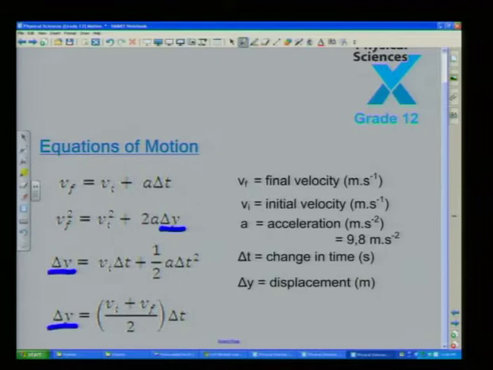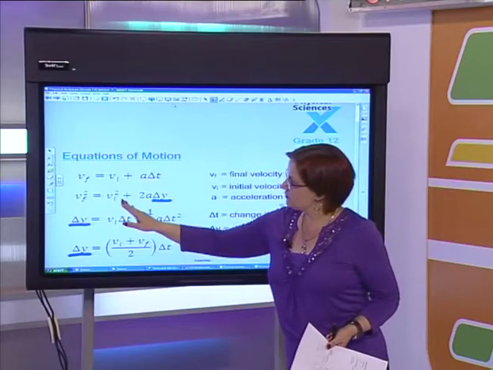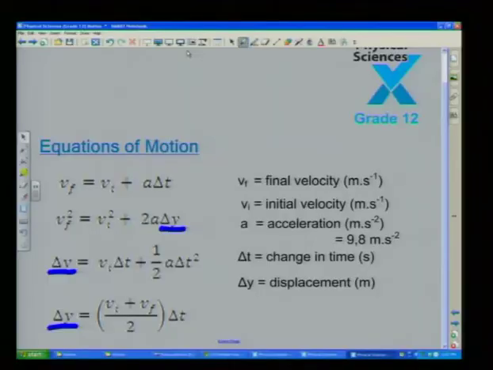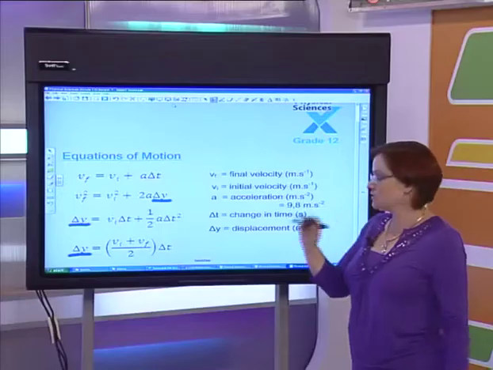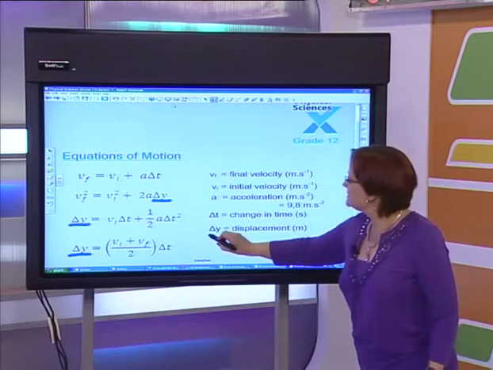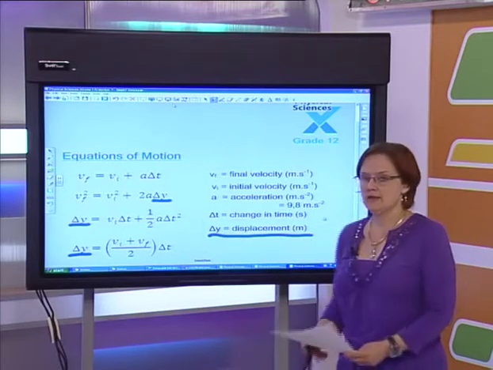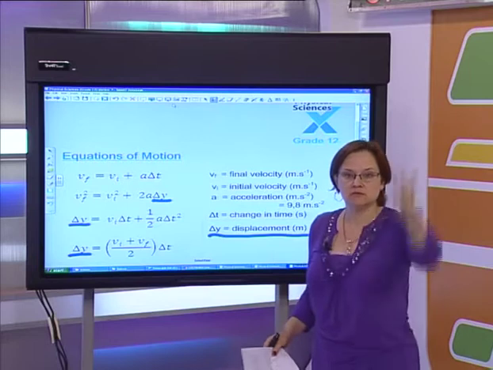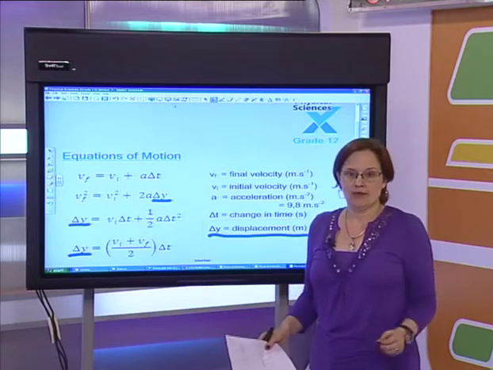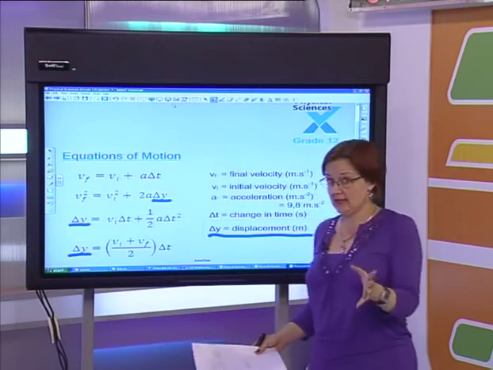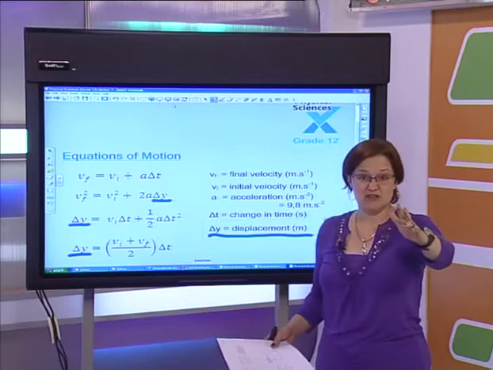On your information sheet, they're going to give you two sets of equations. They're going to give you Vf squared equals Vi squared plus 2a delta y, and they're going to give you one that says Vf squared equals Vi squared plus 2a delta x. That delta y is important. It is displacement in the vertical direction. So be careful. In grade 10, you would have used delta x for everything.